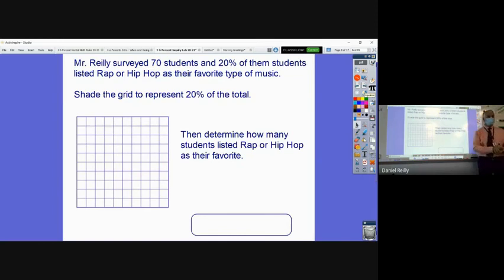Last example. We took a survey of 70 students. This is actual data from the first day of school student survey. 70 math students, and 20% of them listed rap or hip hop as their favorite music. Were you one of them? Perhaps. Okay, 20%.